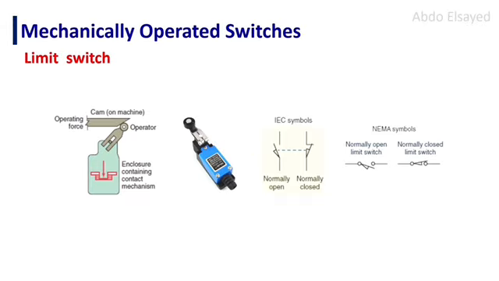The next is the mechanically operated switch. This type of switches changes its contact points based on any external factors, such as pressure, position, or temperature. Limit switch. It consists of two contact points, normal open and normal close, or common wire, NC wire and NO wire.